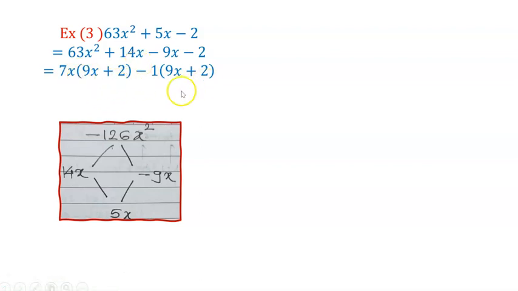Now from these two terms again you can take 9x plus 2 as common. Then the remaining terms are 7x and here is minus 1. Therefore in the second bracket you can write 7x minus 1. And these are the factors of 63x square plus 5x minus 2.